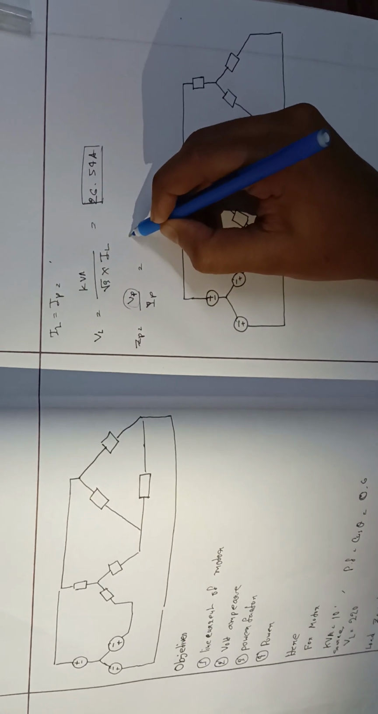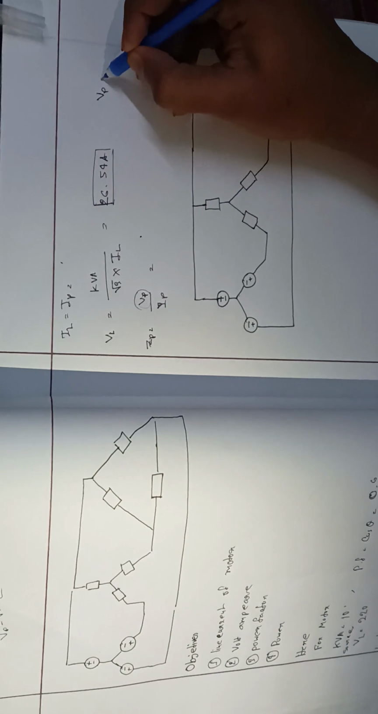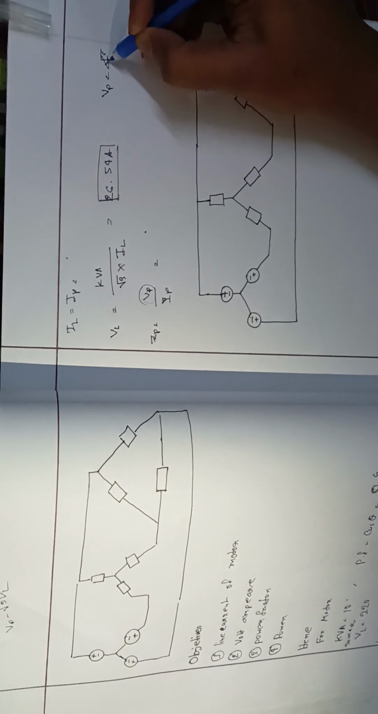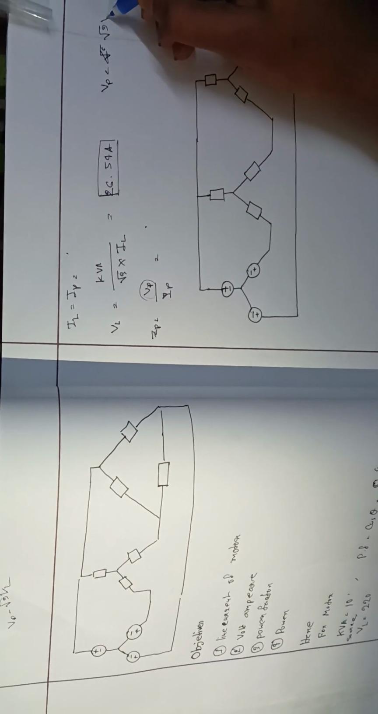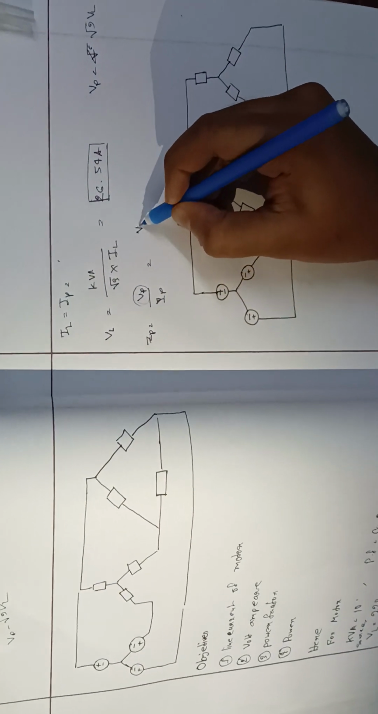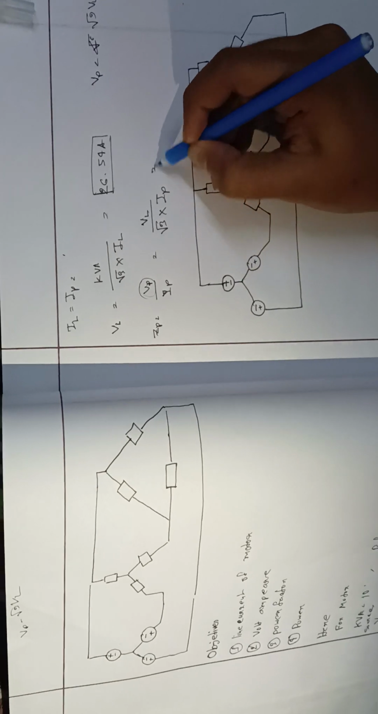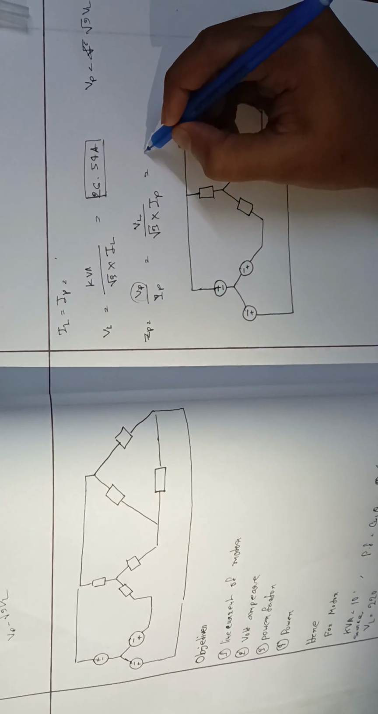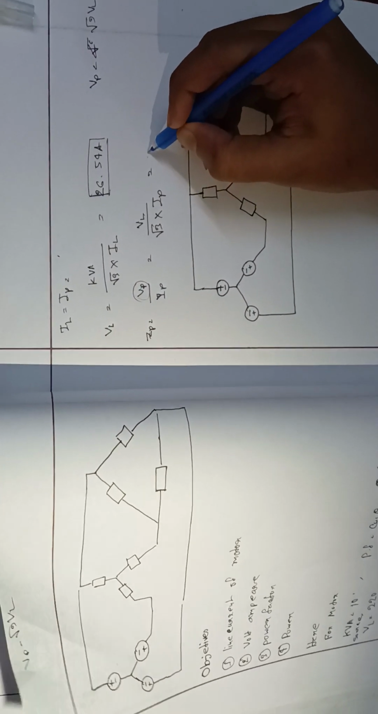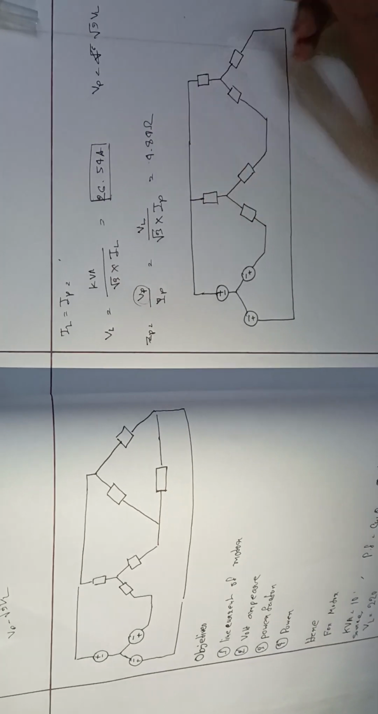We know that phase voltage is equal to line voltage divided by root 3. So we can convert it to VL over root 3 divided by IP. That's how we can get the phase voltage, with an impedance of 4.84 ohm.